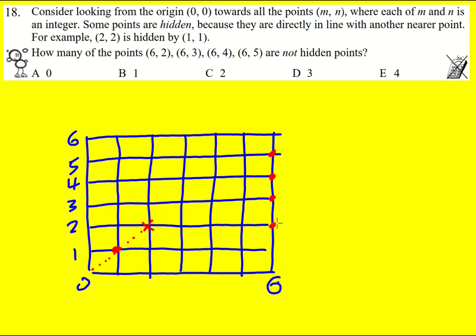If I go along 6 and up 2, actually that means I'm going to go along 3 and up 1. I am going to see that point there. But then if I carry on, I'm actually not going to see that point. So this one is hidden. I want to know how many are not hidden.